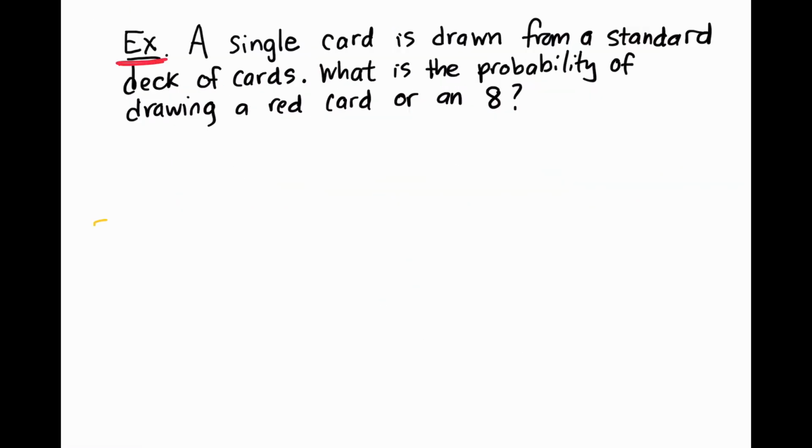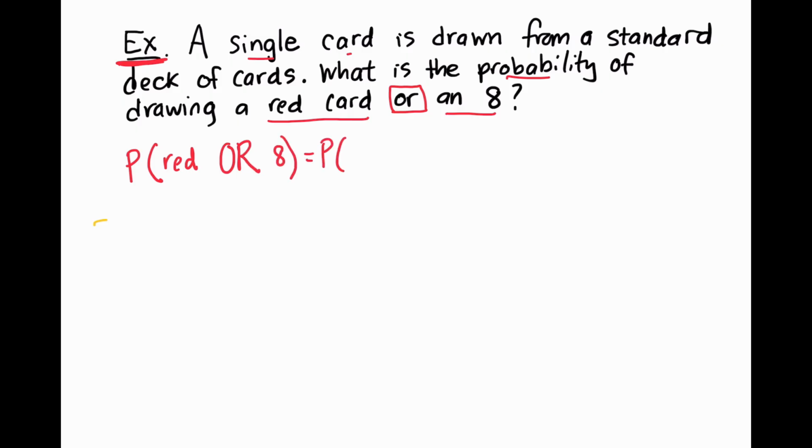So let's do another example. In this example, a single card is drawn from a standard deck of 52 cards. What is the probability of drawing a red card or an 8? So again, I see the or statement. Let's just write that down using the addition rule, red or 8. I'm just going to break the problem down for myself to make it easy. That's going to be the probability of red plus the probability of drawing an 8 minus the probability of both occurring. So I'm getting rid of that double counting.